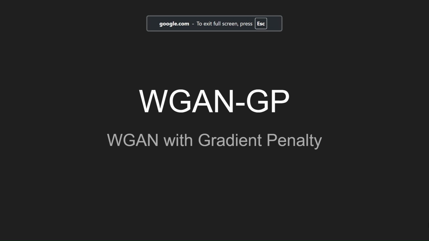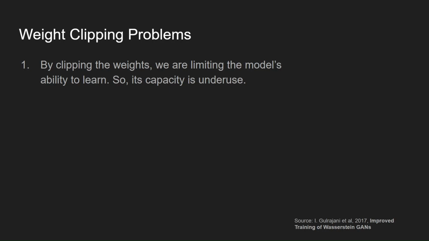In this video, we are going to continue our discussion regarding WGANs, and we will learn about the gradient penalty. So, what were the problems with weight clipping? First of all, by clipping the weights, we were limiting the model's ability to learn, so its capacity is underused. The second problem was the gradient exploding and vanishing.